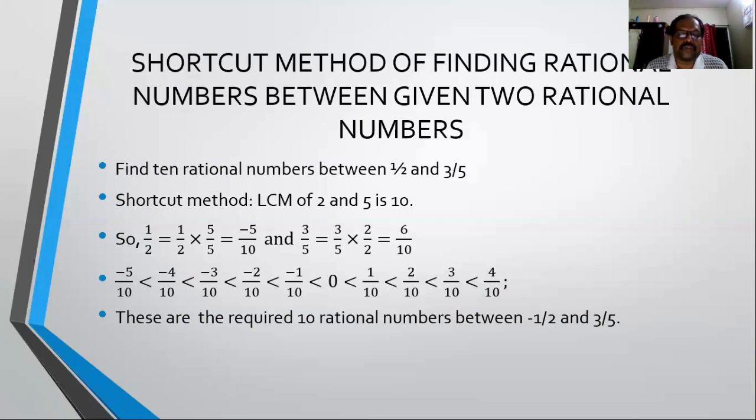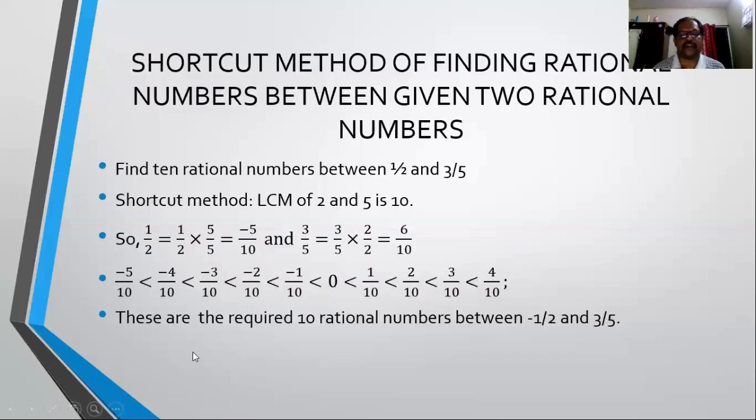Here the number is not only 1 by 2, but it is minus 1 by 2. It has some printing mistake. So here it is not a half only, but it is minus half. So consider it as minus half. So see here the denominators are 2 and 5.